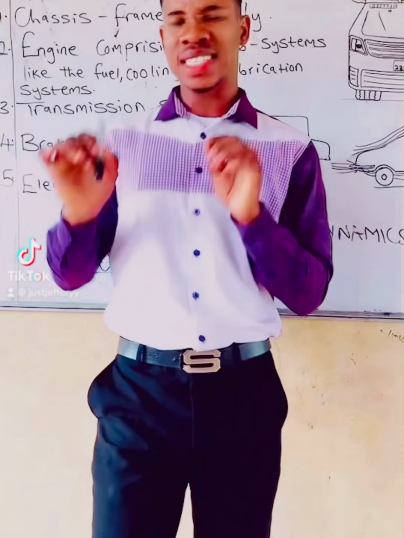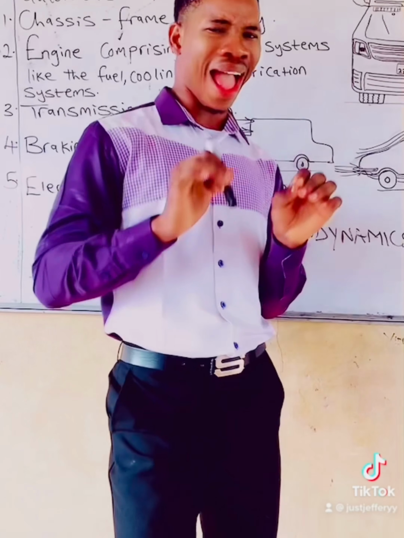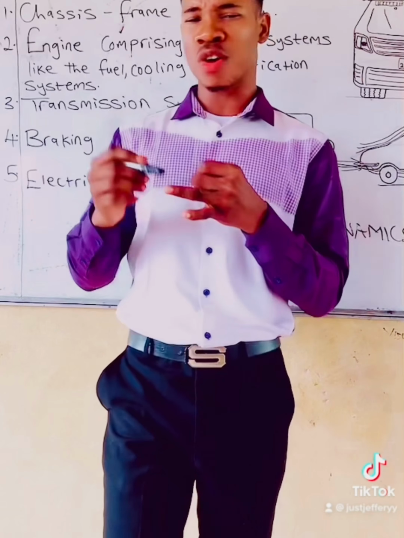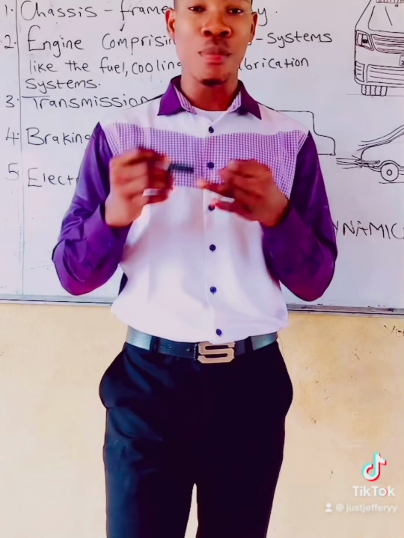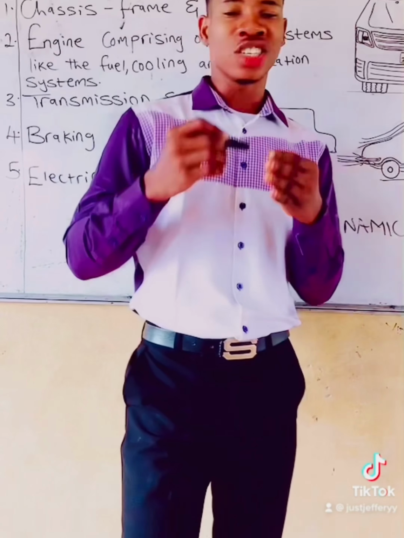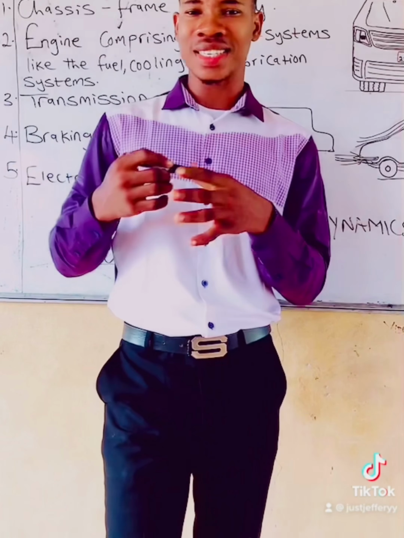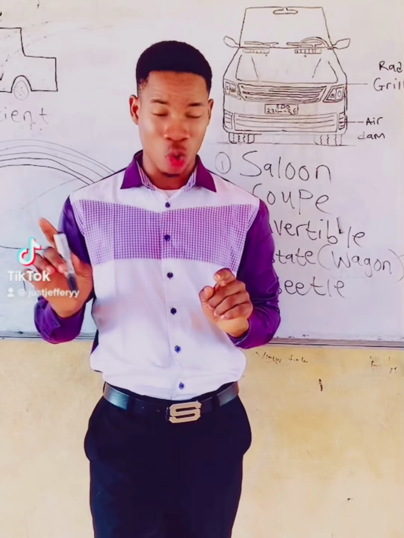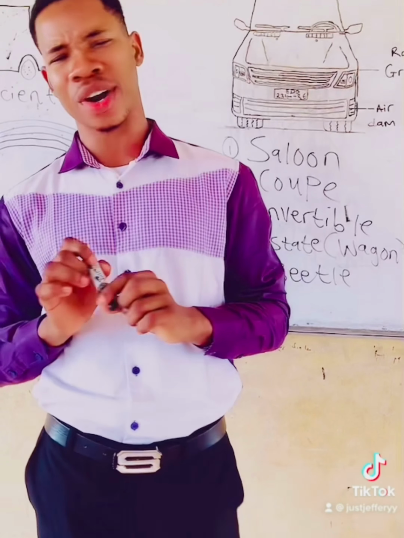The major systems that make up any automobile are the chassis, frame and body, the engine comprising subsystems like the fuel, lubrication and cooling system, the transmission system, the electrical system and the braking system. The design structure of any vehicle depends largely on the manufacturer.